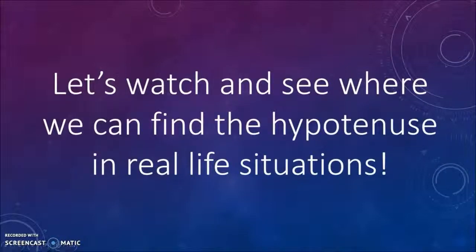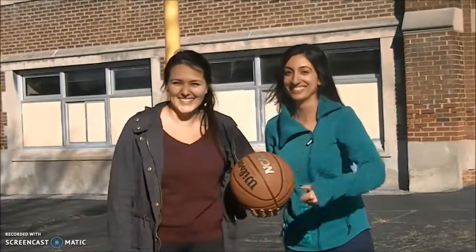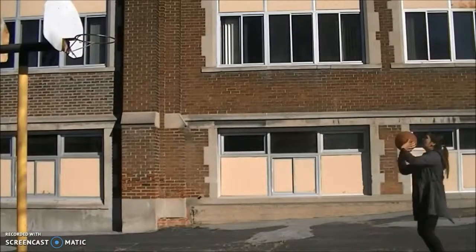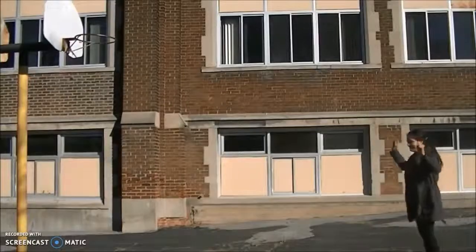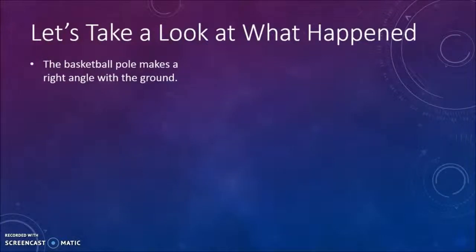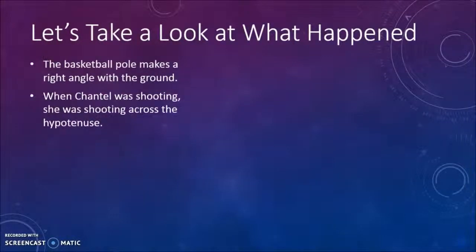Now let's watch and see where we can find the hypotenuse in real-life situations. After successfully crossing the street safely, Chantal and Jasmine decided to play a game of basketball. Let's watch and see where we can find triangles in our everyday life. First, we'll watch Chantal shoot a basketball. Did you see the triangle? Well, let's take a look at what happened. The basketball pole makes a right angle with the ground. When Chantal was shooting, she was shooting across the hypotenuse.